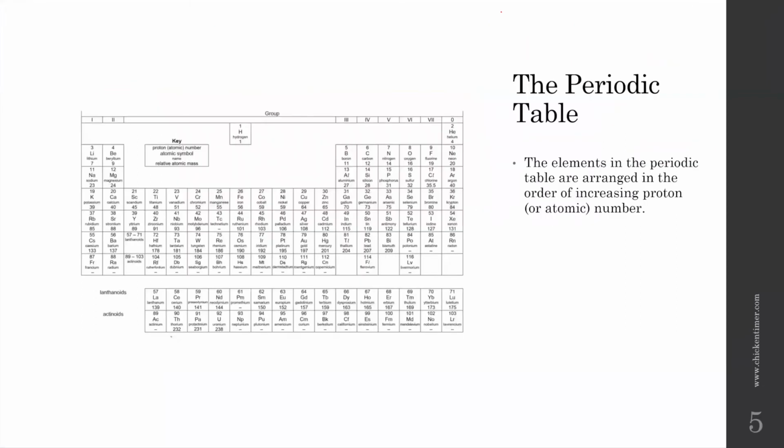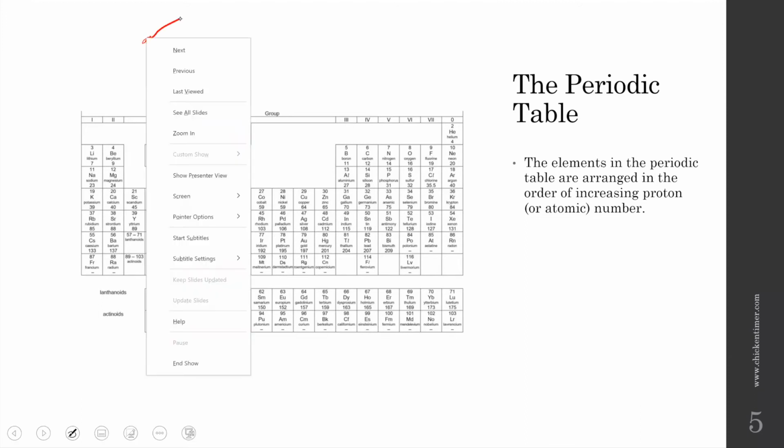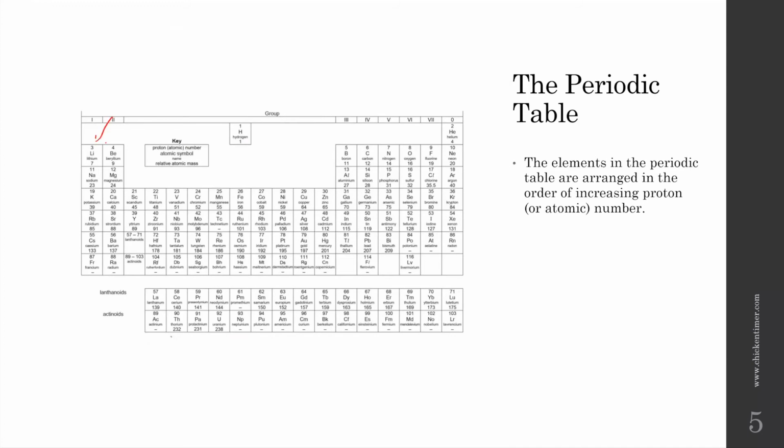Okay. So number one thing is we will look at the atomic number. So you have two numbers here, right? Which one is the atomic number? The number on top is the atomic number. The number below is the atomic mass. So you know this already.